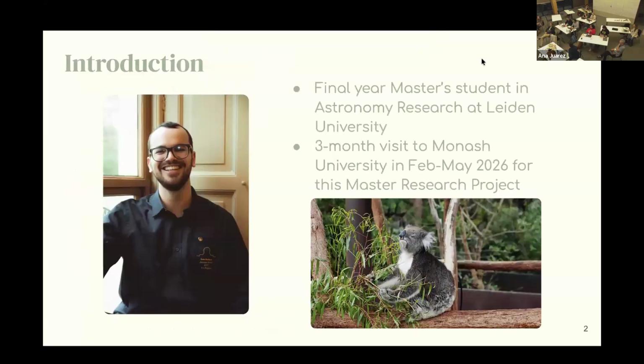I'm Sam. I'm a final year master's student at Leiden University, and this year I did a 3-month visit to Monash University with Daniel and Teja Danilovic for my master research project, and I also saw some cute koalas.